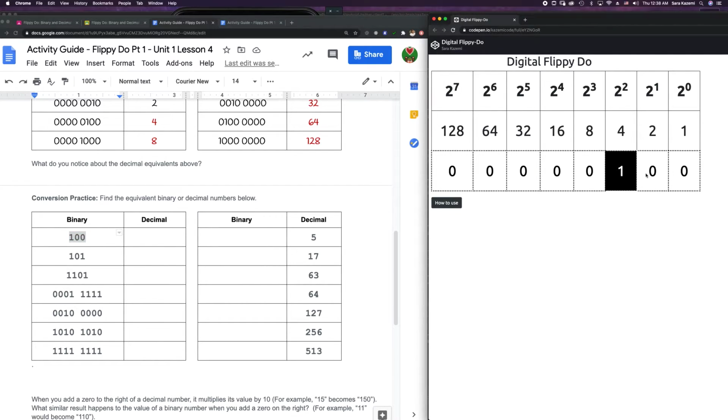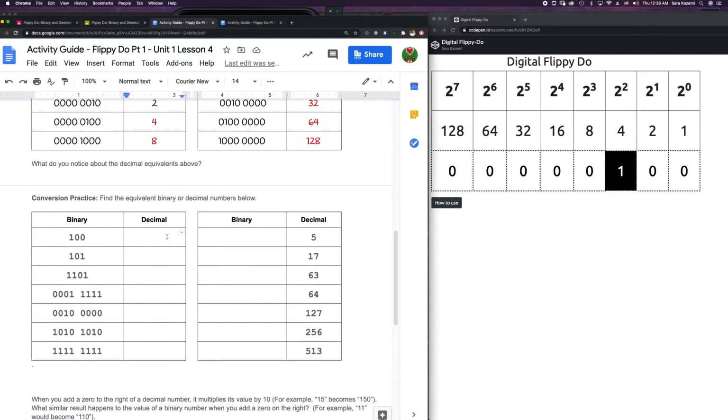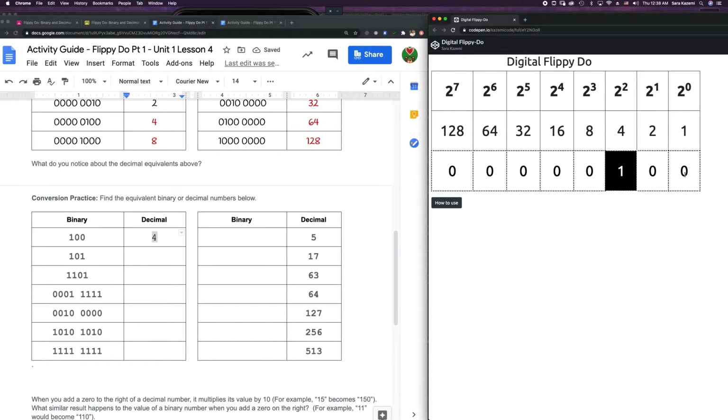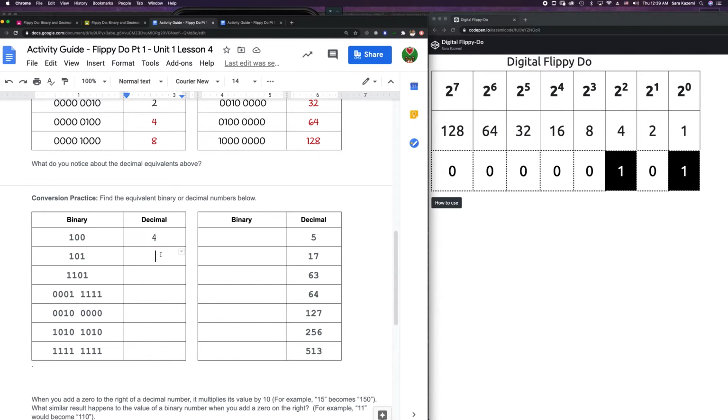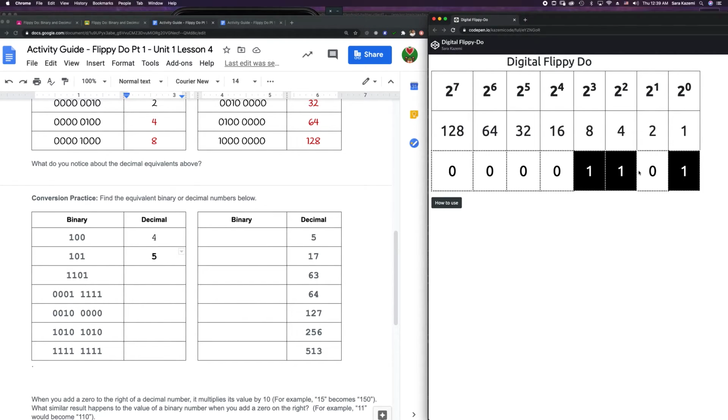So this first number is 100. That means that the 4 is activated here and nothing else is. So this number is going to be decimal number 4, represented by 3 bits of binary. The next number is 101. So we'll activate this one right here. Now this is going to be 4 plus 1, so that's going to be 5. The next one actually uses 4 bits, so we want to use this next largest bit here as our 4th bit. And that number is 1101. If we add these numbers together, 8 plus 4 is 12, plus 1 is going to be 13.